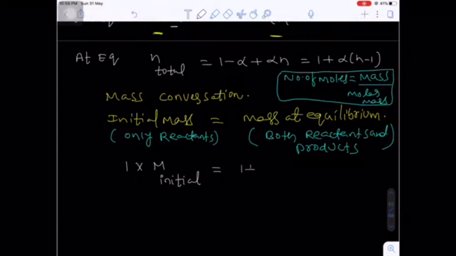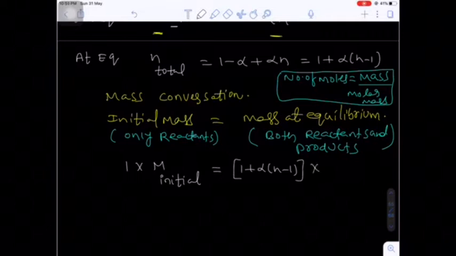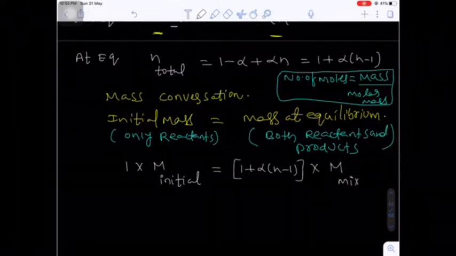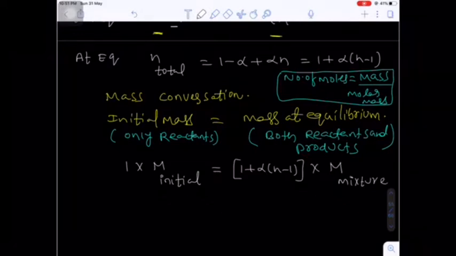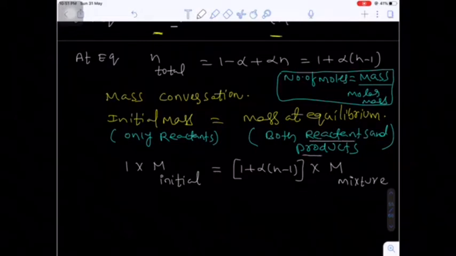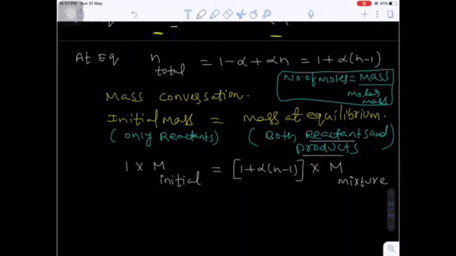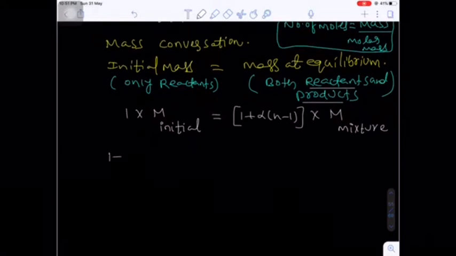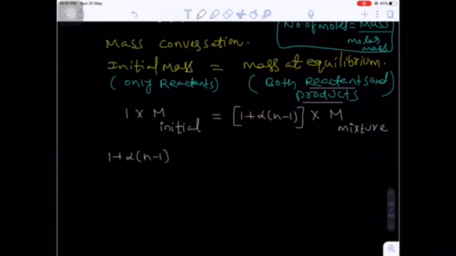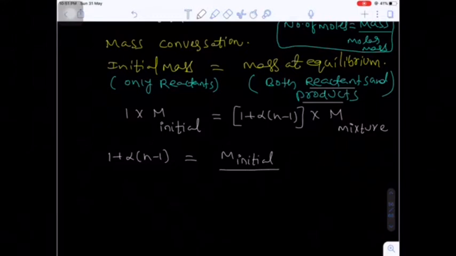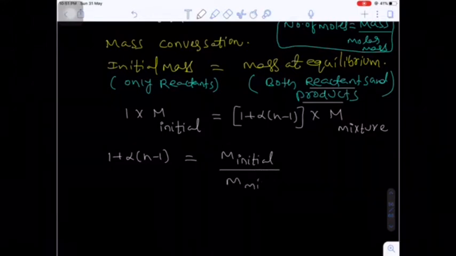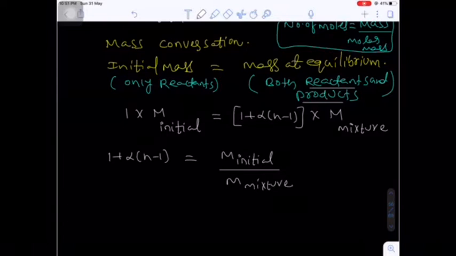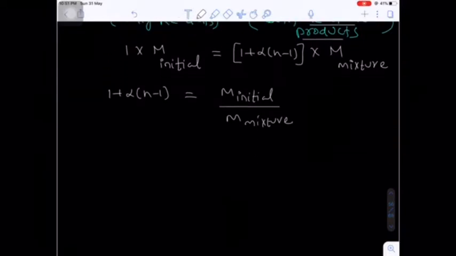be equal to, what is the number of moles at equilibrium? 1 plus alpha into n minus 1, okay, into what is the molar mass at equilibrium? M mixture. Why am I writing the mixture? Because at equilibrium reactants will be present and also products will be present. That's why I am using the word mixture. Okay, now from here 1 plus alpha into n minus 1 is equal to molecular weight initial, that is the reactant, whole divided by molecular weight of the mixture, that is the average molecular weight, indirectly mixture molar mass.